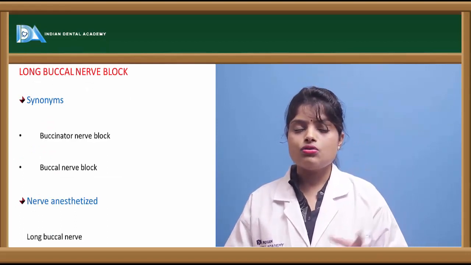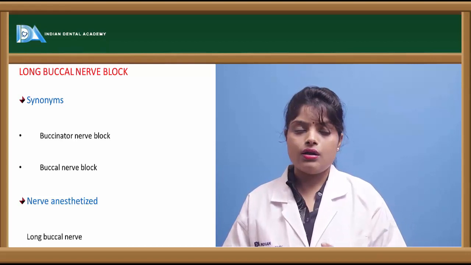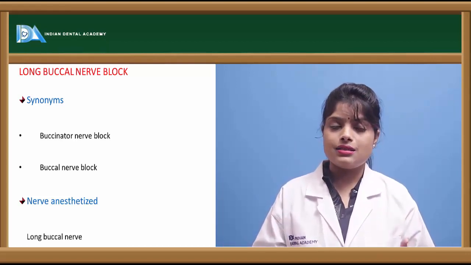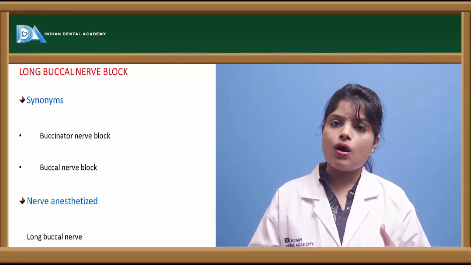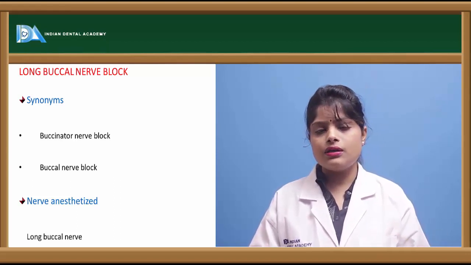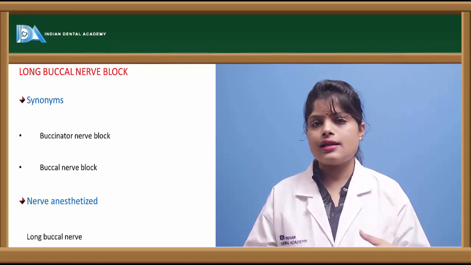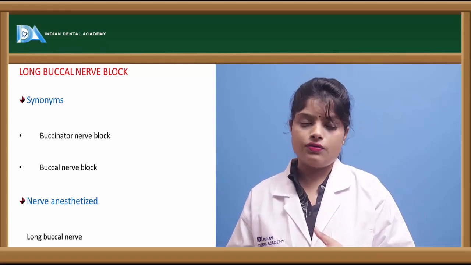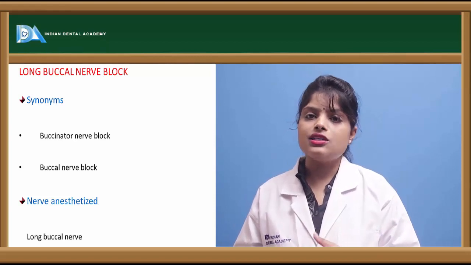Then coming to the long buccal nerve block. Basically the long buccal nerve block anesthetizes the long buccal nerve. The buccal nerve is also anesthetized by the inferior alveolar nerve block, but this is a long buccal nerve, so it will require another injection.